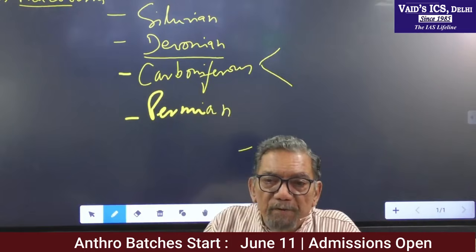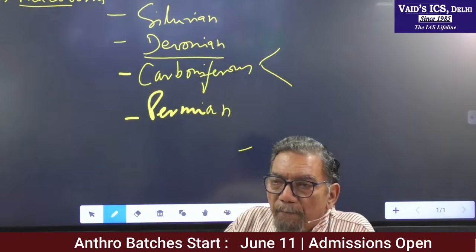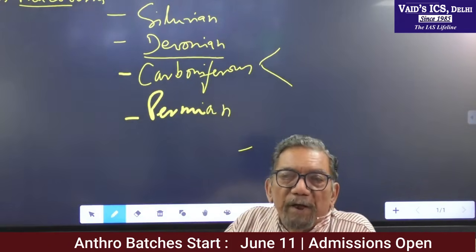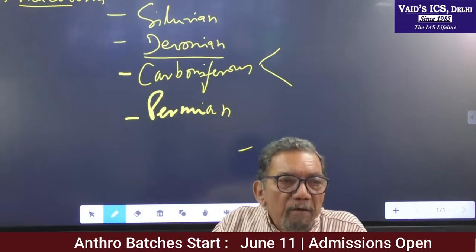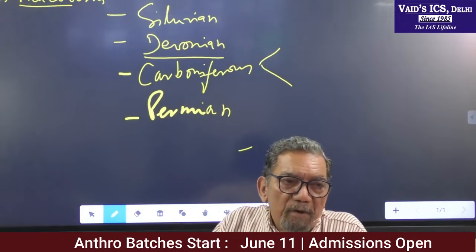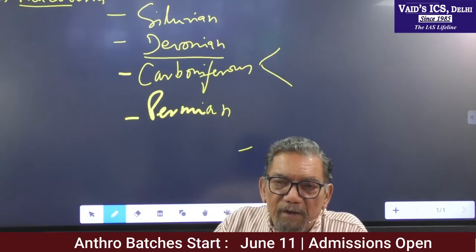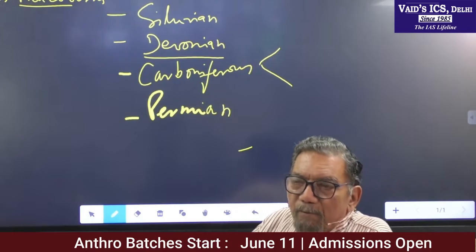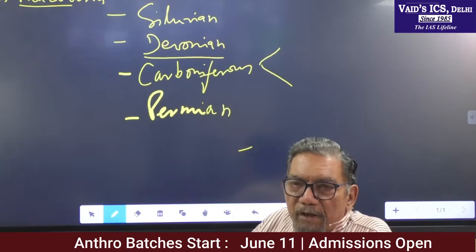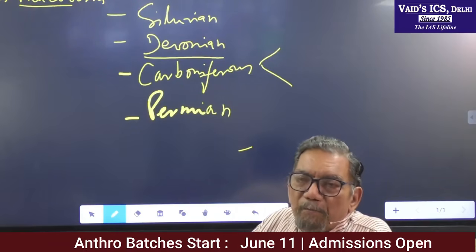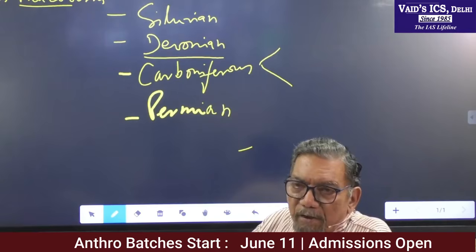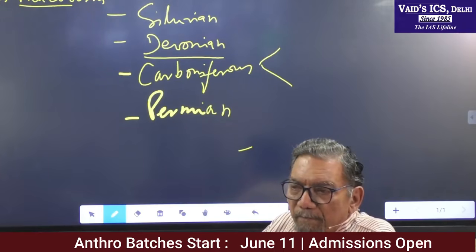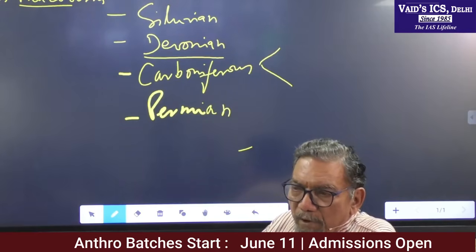Who are amphibians? Those who can live on land also, in water also. Water is aqua. Those who can live on land, terrestrial. Those who can live in water, aquatic. And they can live in both.